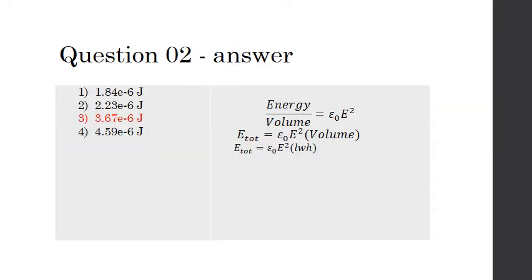Okay, the answer to question 2 is 3. How do I figure that out? Well, by definition, the energy per unit volume is equal to this expression. And so what I need to find the total energy is I have to take the energy per unit volume and multiply it times my volume, and that volume is the length, width, and height of the volume that contains my electric field. And if you do that, you get 3.67 times 10 to the minus 6 joules.